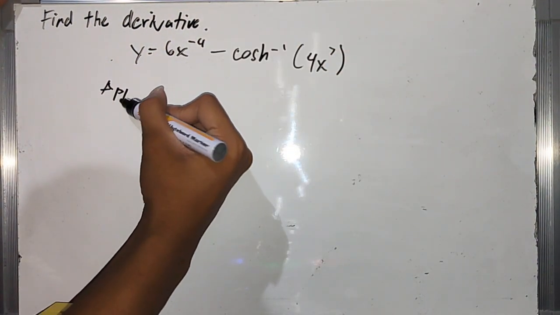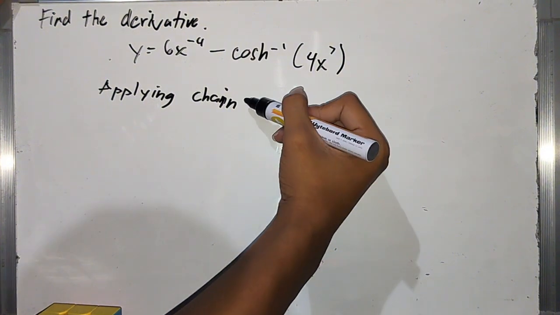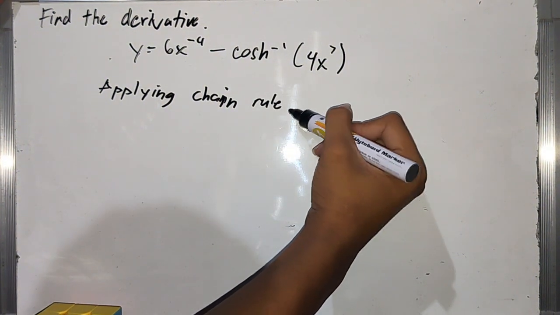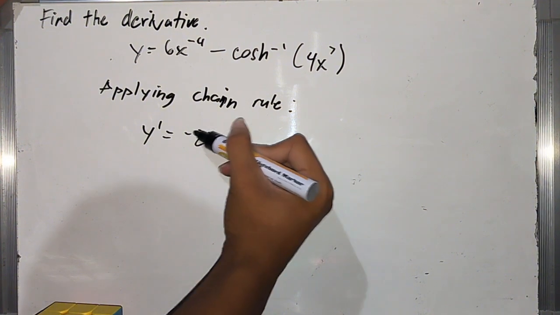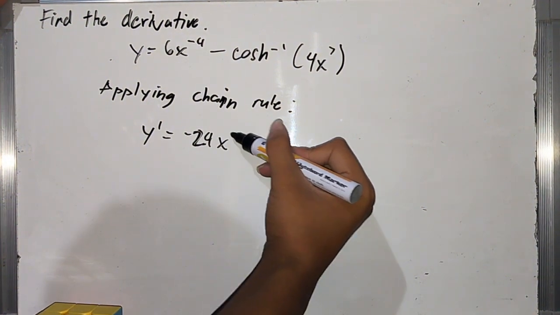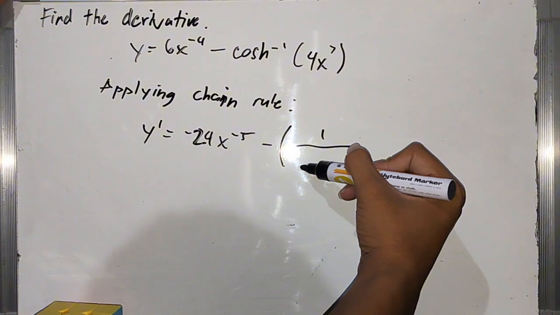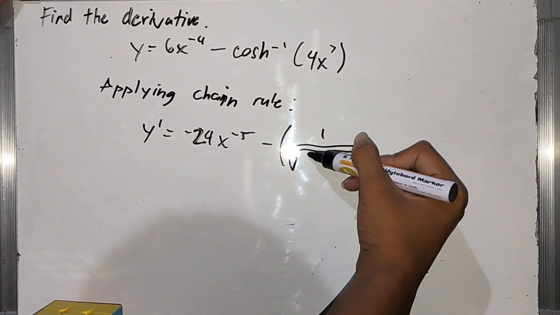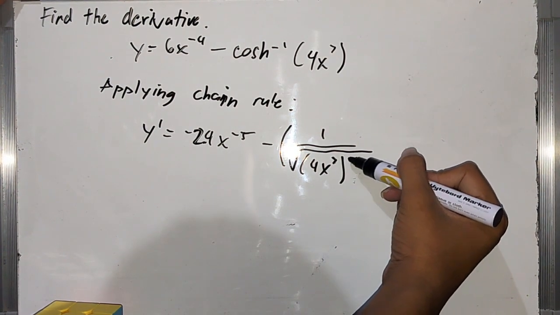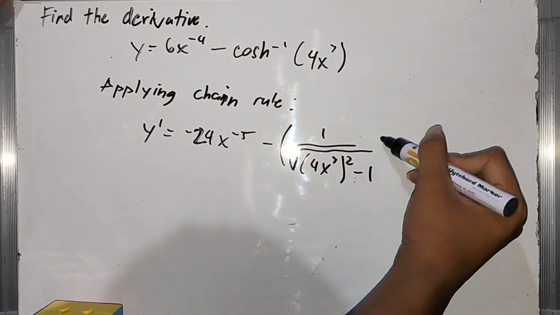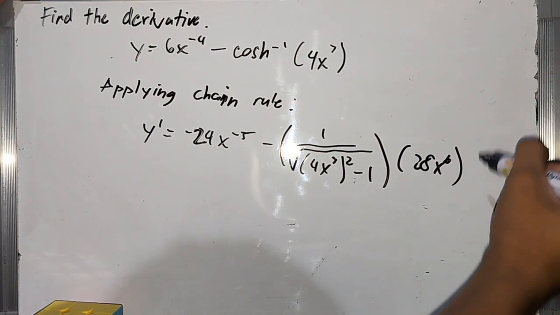So applying chain rule, we get y prime equals -24x to the power of -5 minus 1 over square root of (4x to the power of 7) squared minus 1 times 28 x to the power of 6.